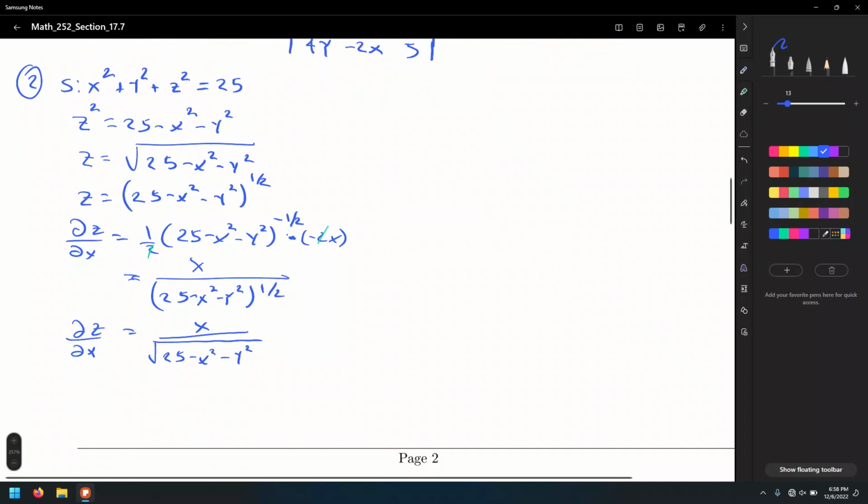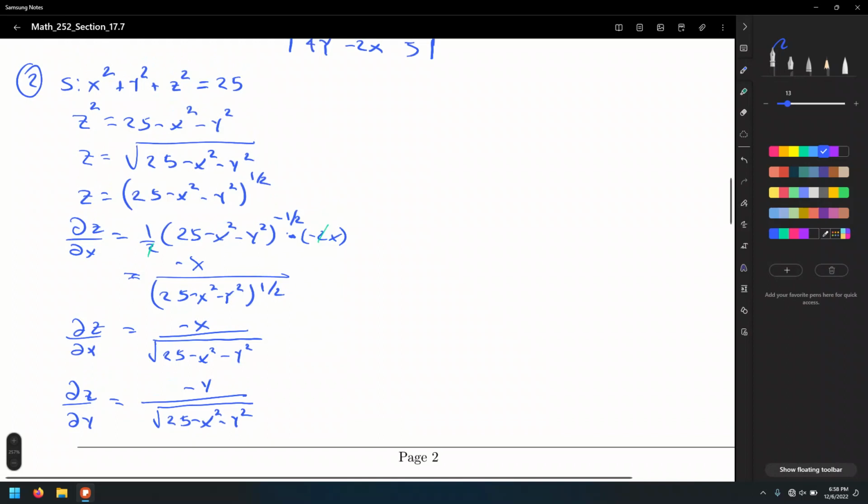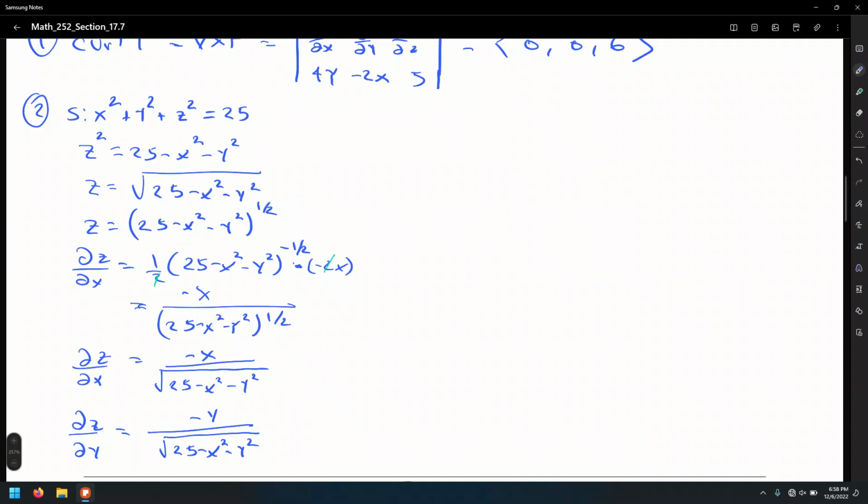Oh yeah, this is negative. Thank you. Negative. And similarly, the partial of z with respect to y gives us the same thing essentially, except that the negative x will be negative y, over the square root of 25 minus x squared minus y squared. You can verify this: if you do the same work I did with the previous one, you should get the same thing. Number three, evaluate the surface integral.